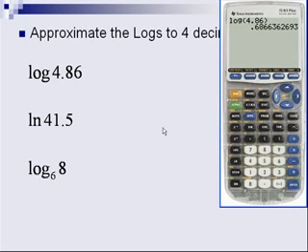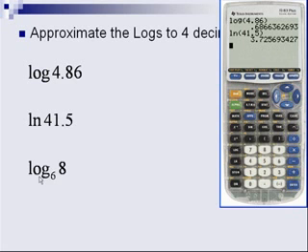Same thing if I want to do natural log. So natural log here, just type ln, it's right below log, and then 41.5. Alright, so I'll put that in, hit enter, and there's the natural log of 41.5, 3.7257 if I round that 6 up to a 7.